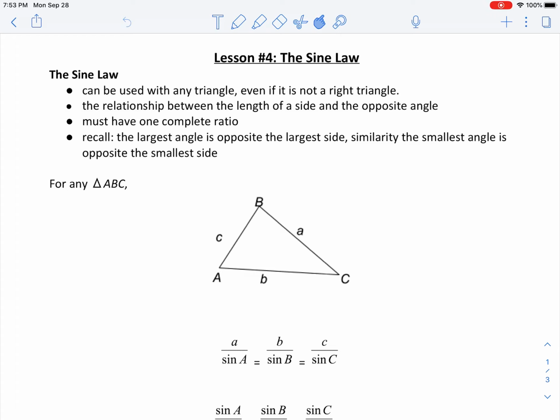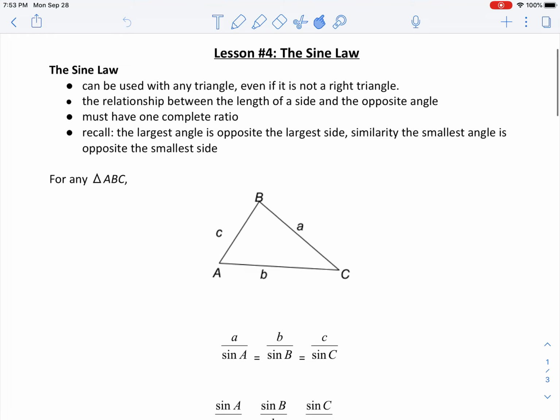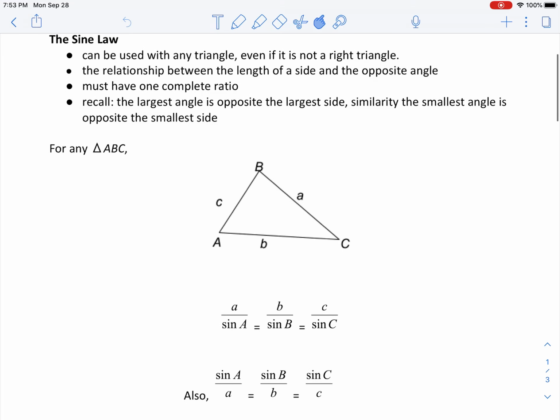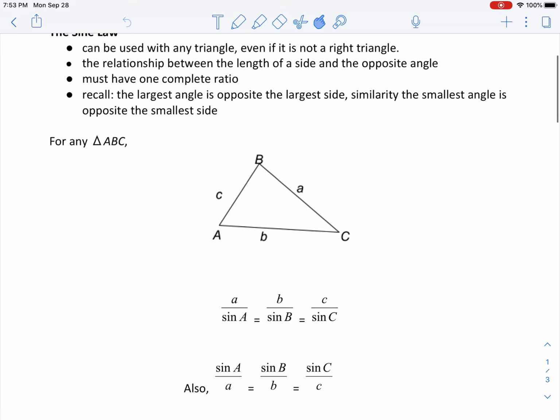Okay? It is a relationship between the length of a side and the opposite angle. Remember, opposite is across from it. You must have one complete ratio, meaning one complete fraction, in order for this to work. And just a reminder that the largest angle is opposite to the largest side, and the smallest angle is opposite to the smallest side.